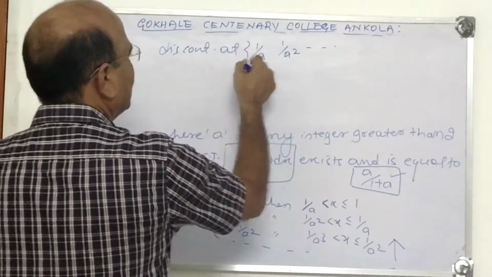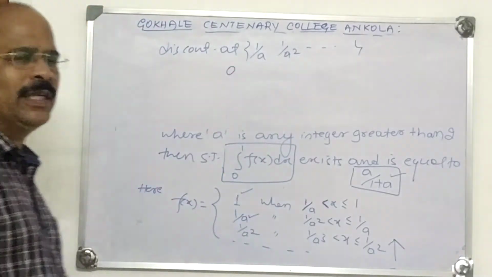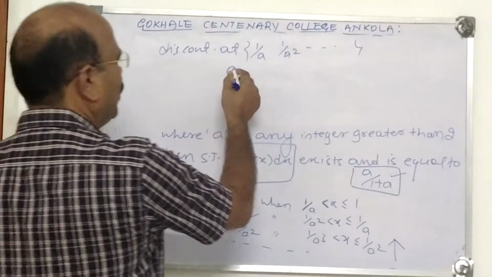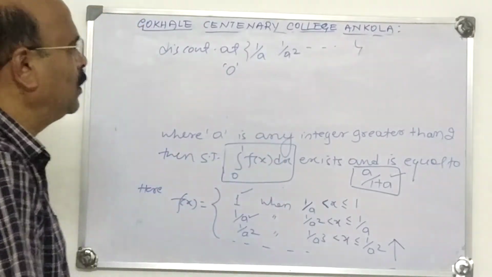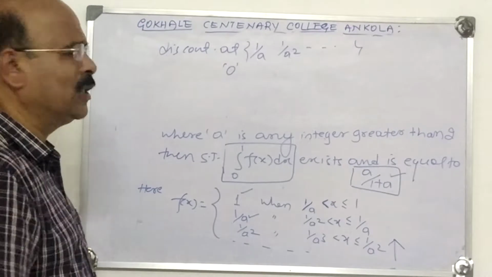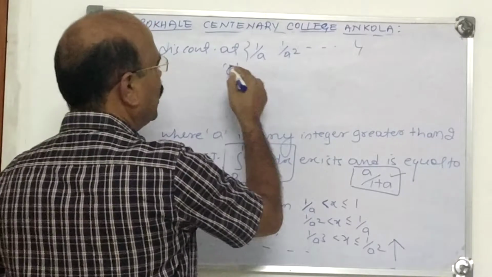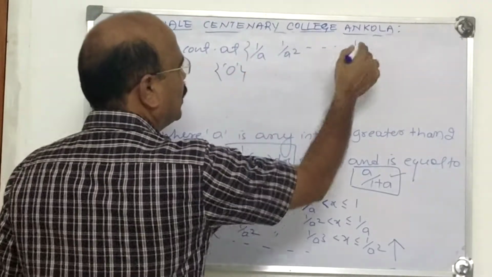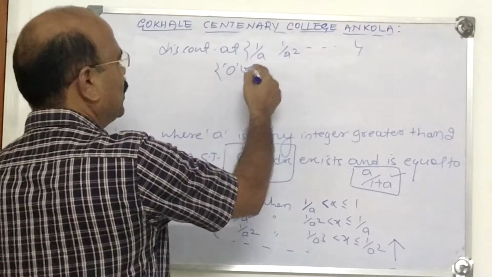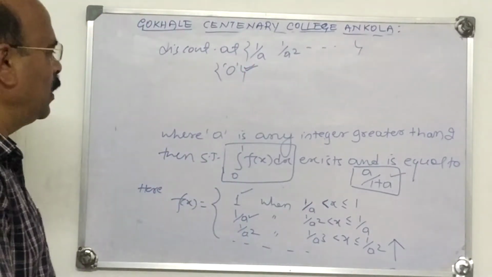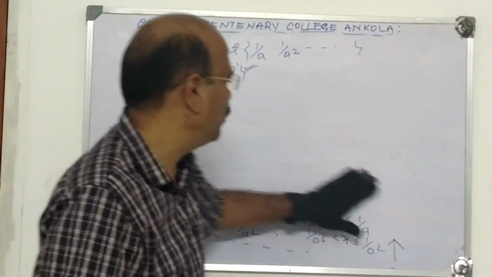But this set has only one limit point, that is 0. Only one limit point. Therefore, by a property of integrable functions, what is the property? If a function has infinite number of points of discontinuity, but that set of discontinuities has only a finite number of limit points, then it is integrable. Therefore, f(x) is integrable. First part done.